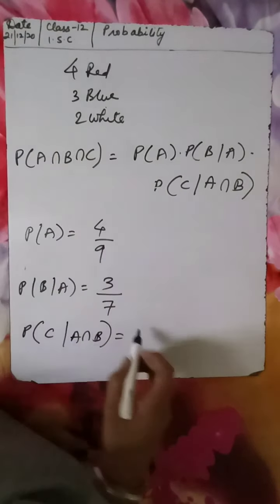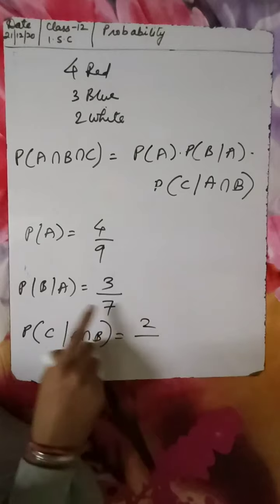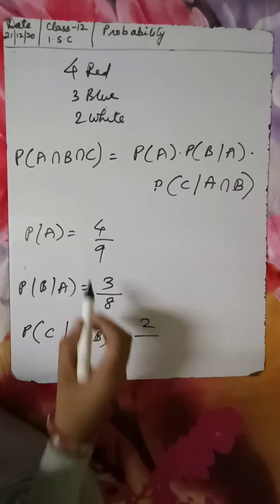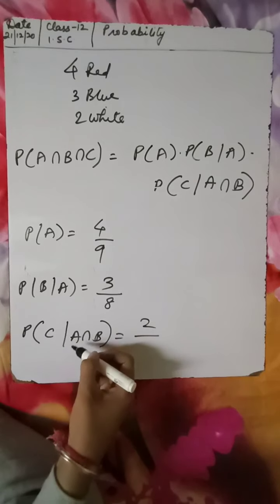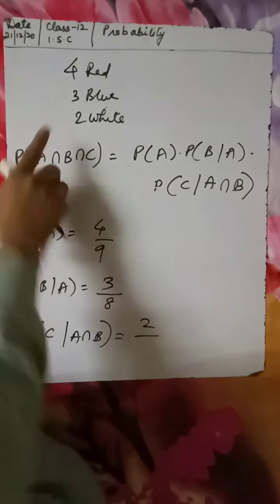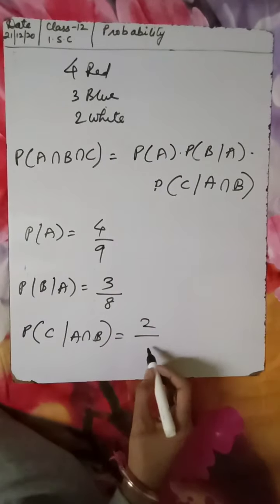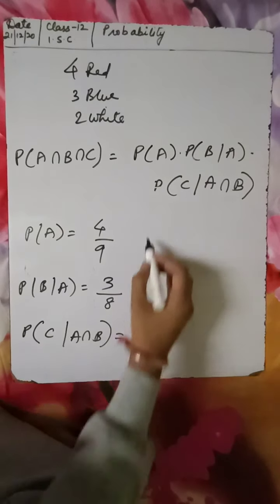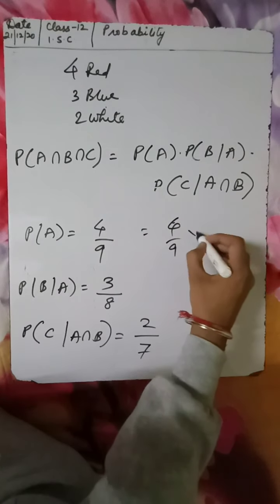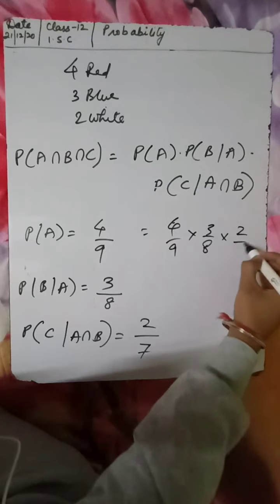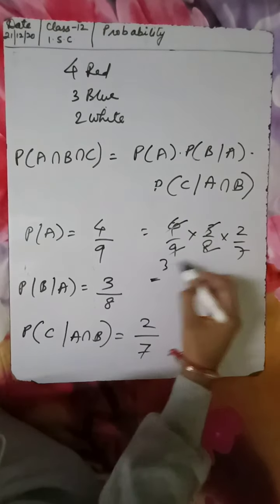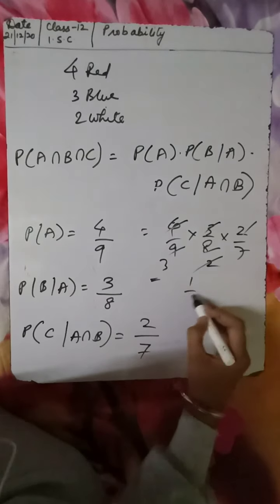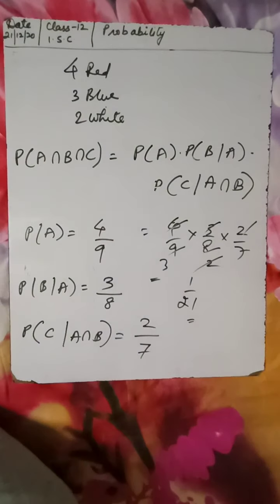Probability of C given A intersection B: now 2 balls are drawn, so we are left with 7 balls, of which 2 are red. So it will be 2 upon 7. Now just put the things here: 4 by 9 into 3 by 8 into 2 by 7. This is cancelled, this is cancelled. 1 upon 21 is the final answer.